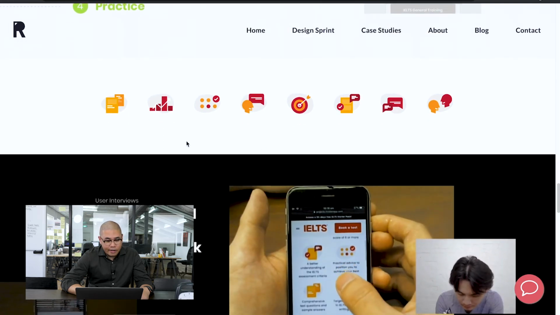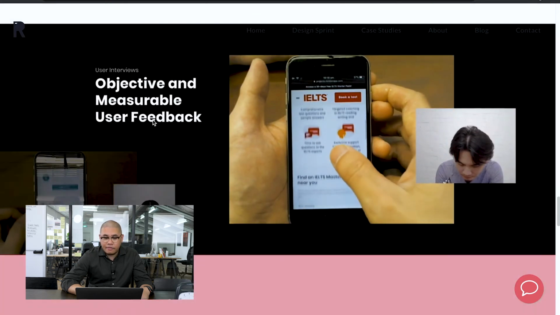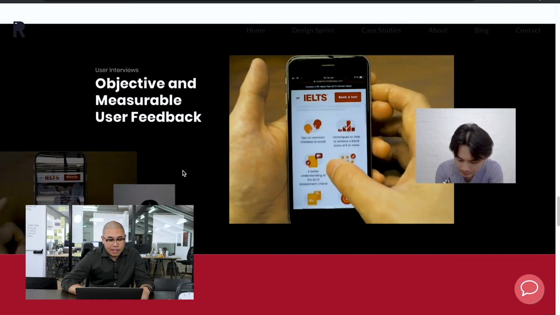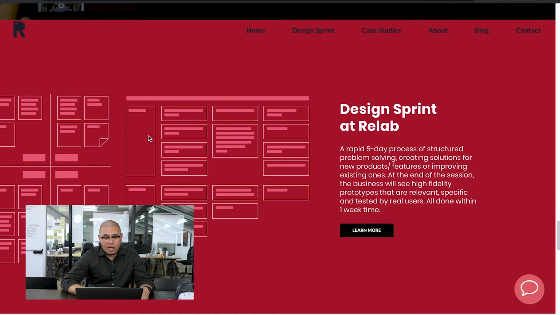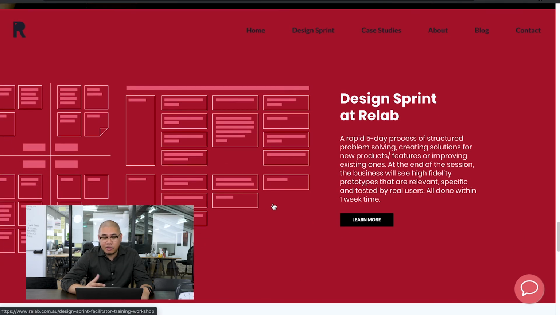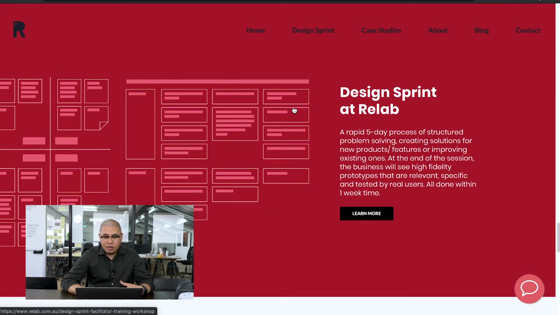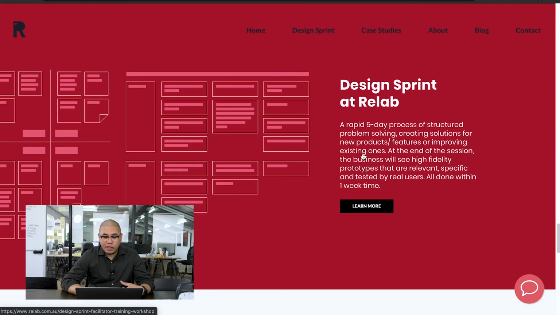Some iconography, some imagery of the user interviews or the user testing session. Objective and measurable user feedback, a call to action to the design sprint itself. Again, because we're assuming that most people won't really understand what the design sprint is, we try to give them links to finding out more about it where possible. So again, just a summary on the design sprint at Relab: a rapid 5-day process of structured problem solving, creating solutions, new products, features, etc.